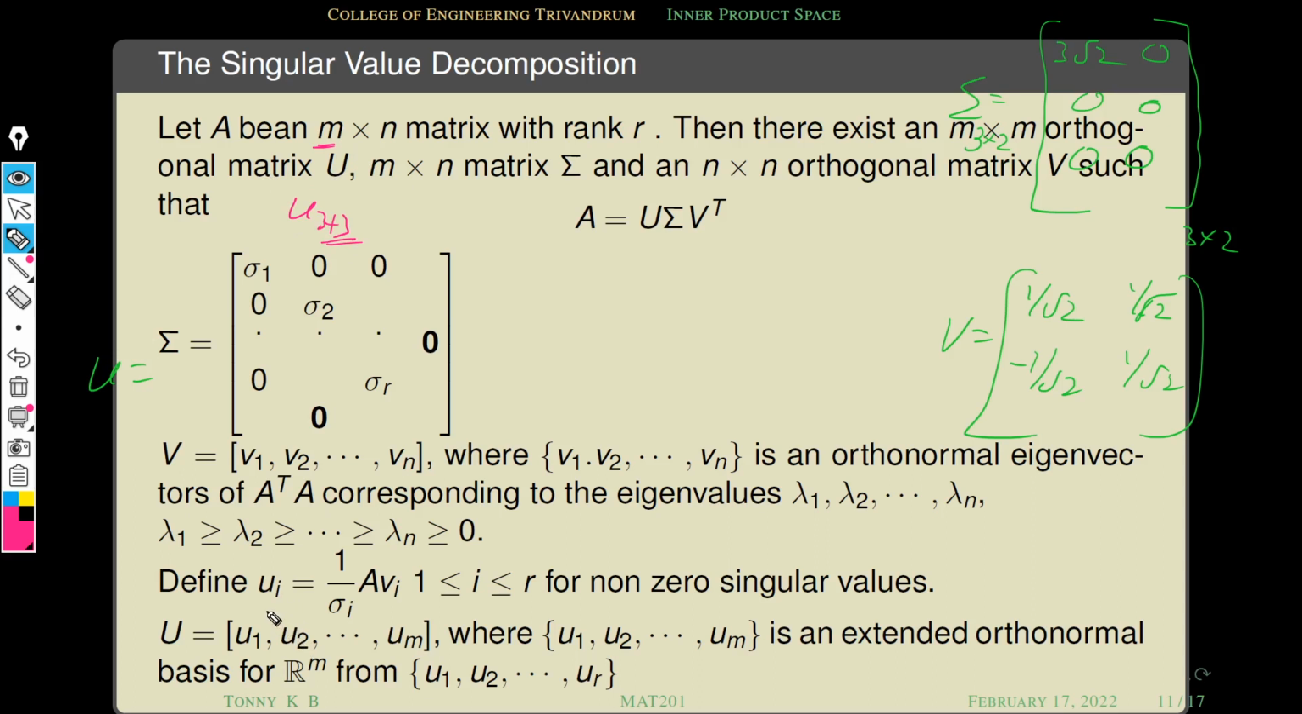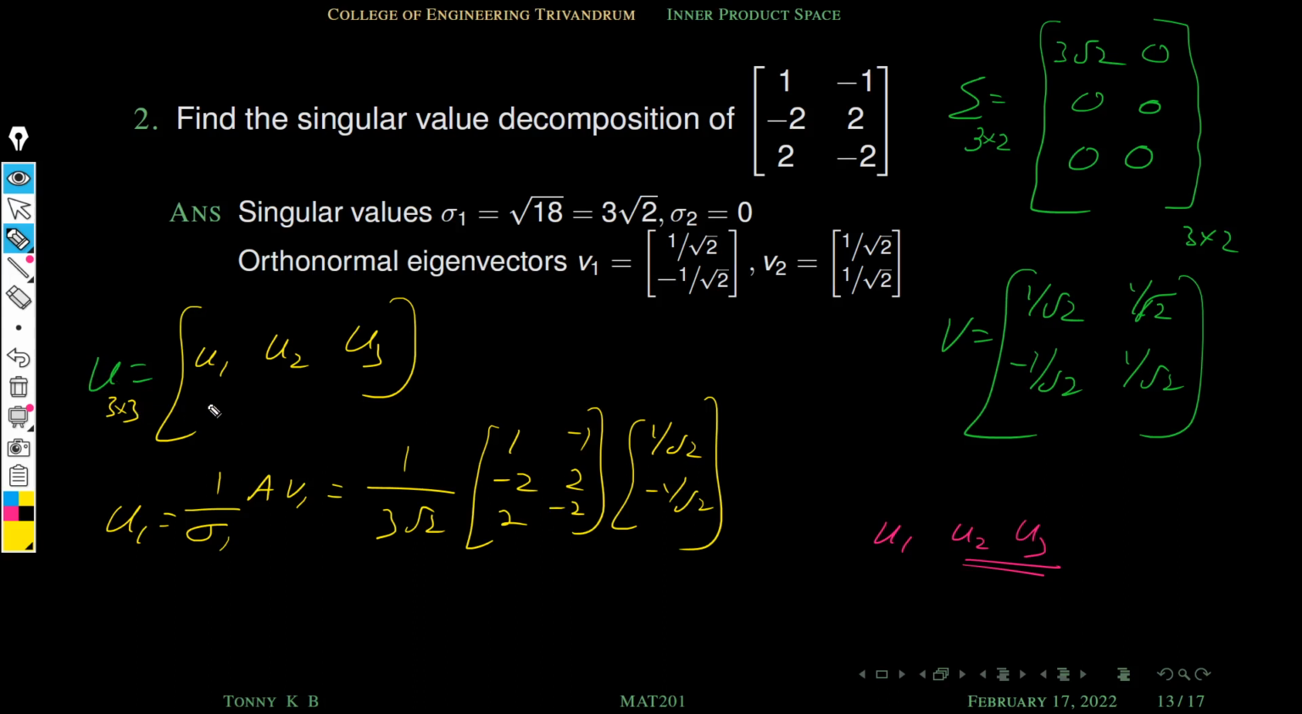Clear? But this formula is applicable only for non-zero singular values. We have only one non-zero singular value. So you can find u1 using this formula. The remaining u2 and u3, you can evaluate using this rule. That means you have to extend this u1 as u1, u2, u3 in such a way that the new set is an orthonormal basis for R^m. Here m is 3. Okay, that's the idea. So our U is 3 by 3. It is of the form u1, u2, u3. They are the columns of this U.